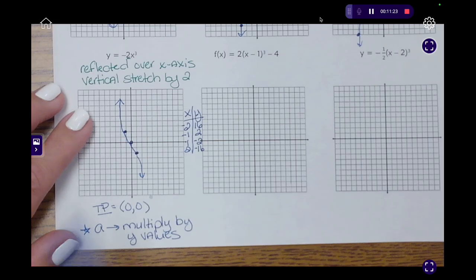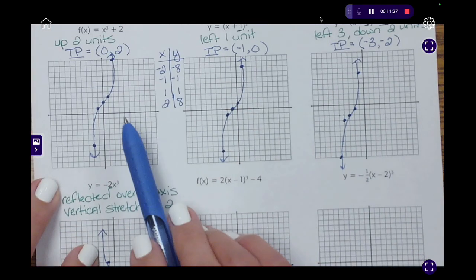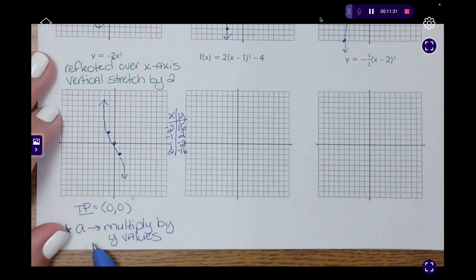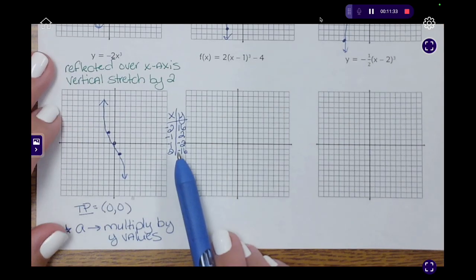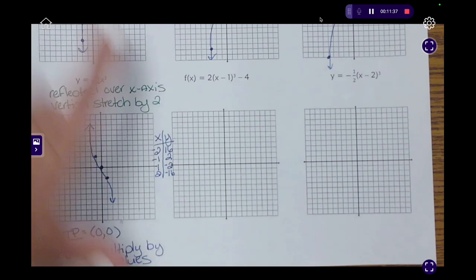And remember, that negative is that reflection. That's why this one is going in a different direction than those other 3. Okay, so if you have an a value, you just take it and multiply it by your y's to get your new y values. So let's look at this one.